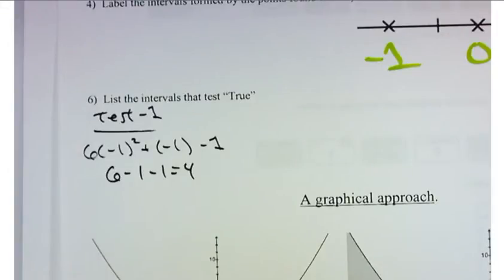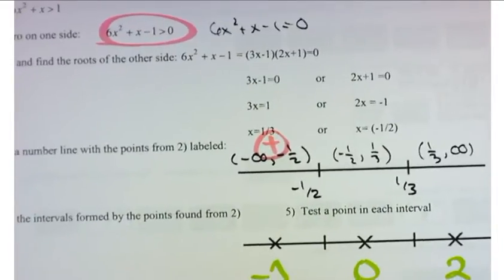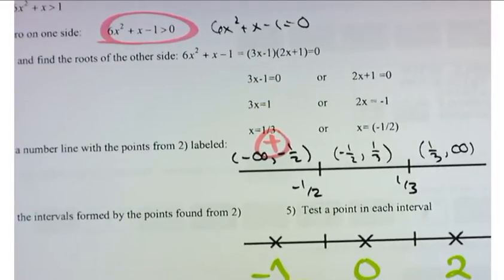Now, I don't really care if I got 4 or 4 million. What's important to me is the sign of that term. And in this case, this is positive. So let me write a little positive up here. I want to keep track of what's positive and what's negative. Well, let's move over to the next interval.